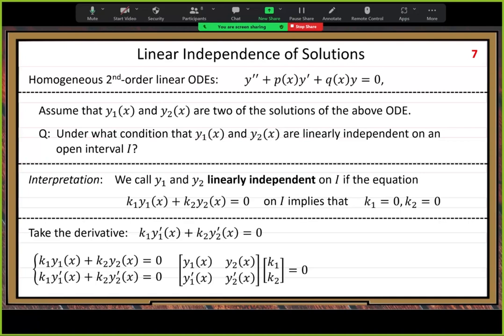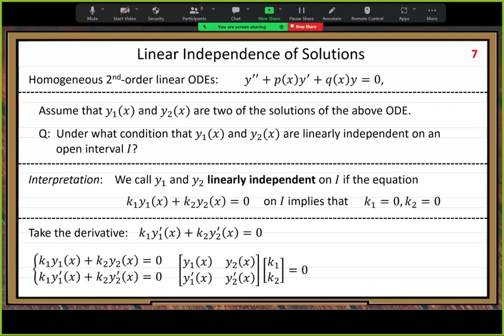A 2 by 2 matrix multiplies a vector equals 0. Under what condition? There is a theory in linear algebra about homogeneous linear systems, and we need to use it. Now let me give you that result. We need to apply it.